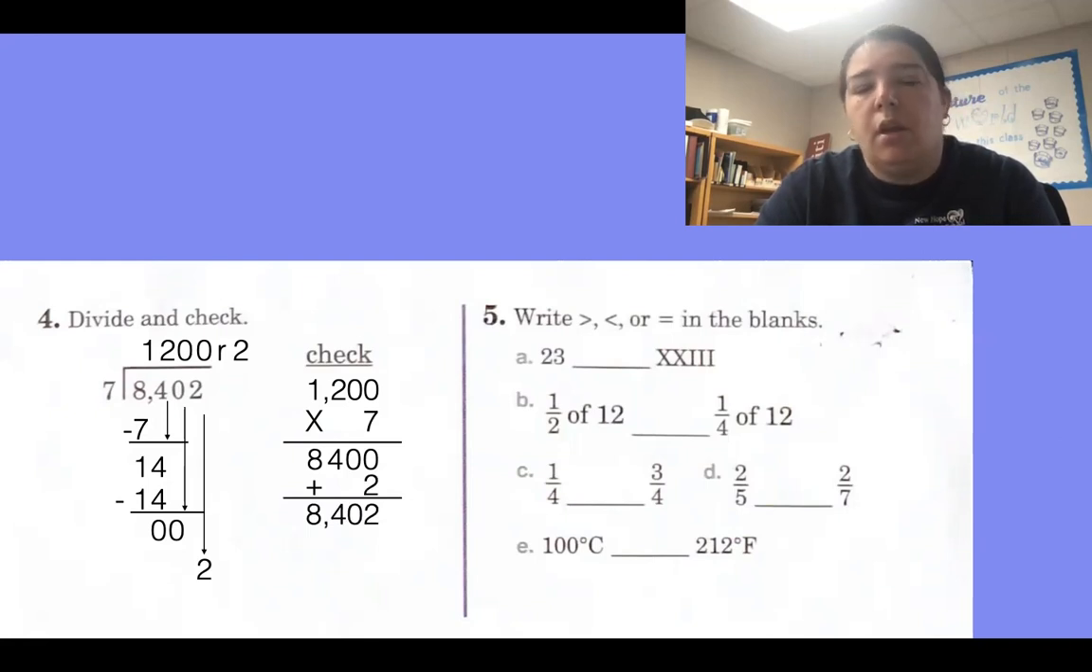Okay? Number 5 says use greater than, less than, or equal to in the blanks. 23 is greater than, less than, or equal to XXIII. How much is XXIII? X is 10, X is 10, and I's are 1. So 10 plus 10 is 20, plus 3 equals 23. So they should be equal. Very good. 1/2 of 12.